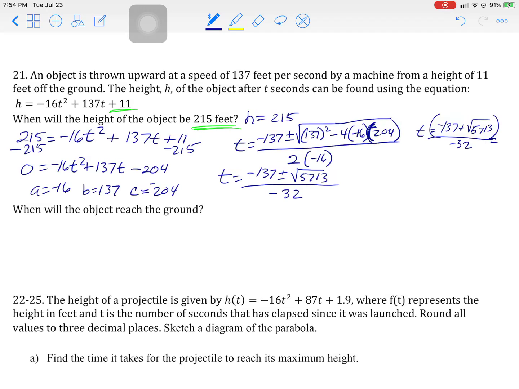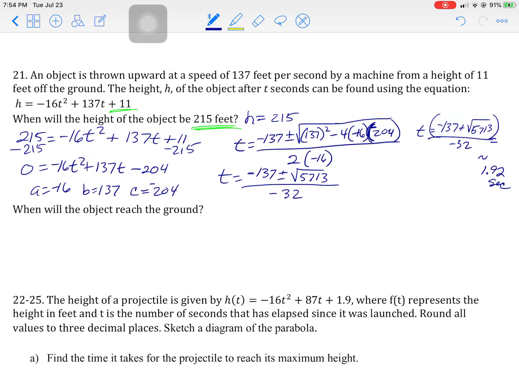Put that all in your calculator. Put this in there first. Get an answer and divide it by negative 32. You're going to get approximately, it doesn't have any rounding instructions, so let's just do 2 decimal places. This is a time, so this is seconds.